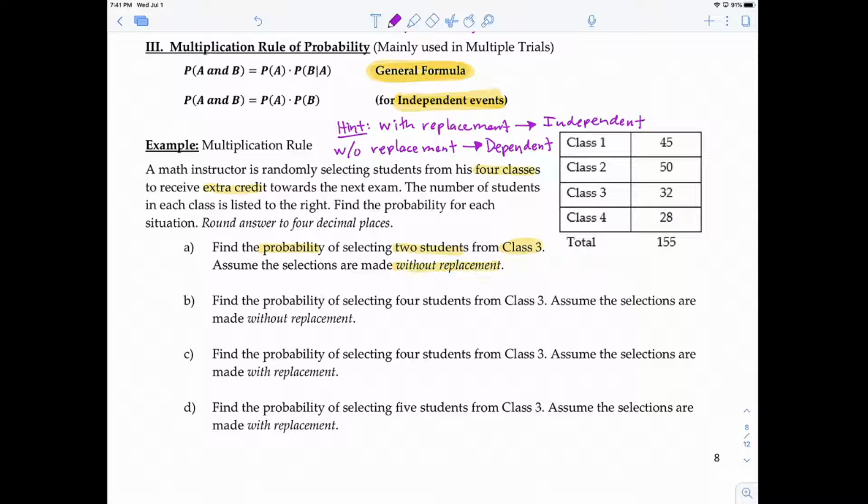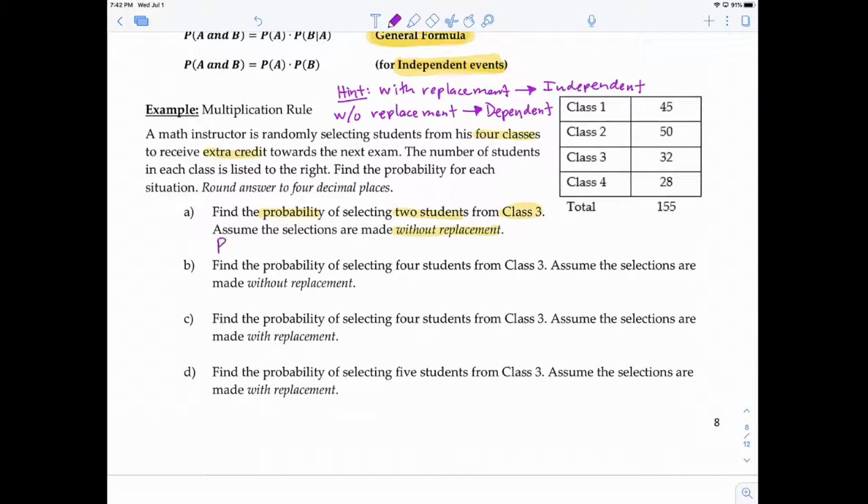So here the problem is essentially the probability that the first student is from class 3. So let's just write down C3, from class 3. And then the second selection is class 3 as well. And because it's without replacement, the first event is going to have an effect on the probability of the second event. And then let me explain why.